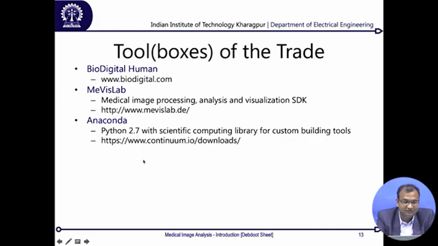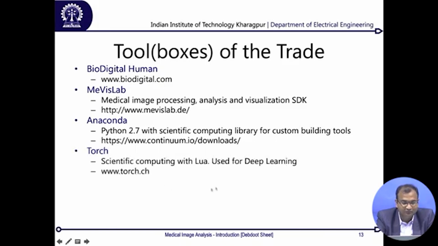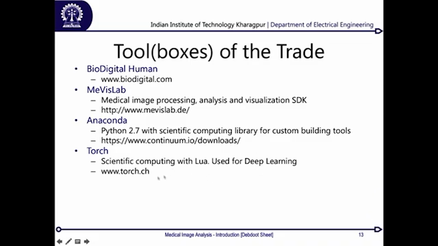So keep in mind that we use Python 2.7, and the reason is that all the image related libraries are available on 2.7 and it's much more standardized. From there, for our deep learning applications, we would be using Torch, which is a scientific computing environment based on Lua. In the successive lectures we will have much more detail about how to use them.